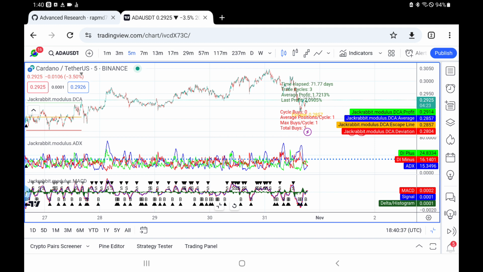So we're looking at ADA, and we see that over the last 71 days, it made 3 trades with an average of roughly 1.7%. And this is a one-hit wonder. It only took 1 trade per each trade cycle. So this would be a good way to really mitigate for this particular asset.